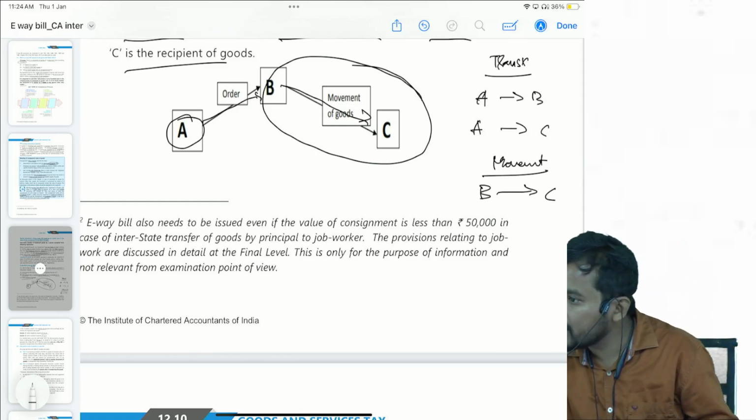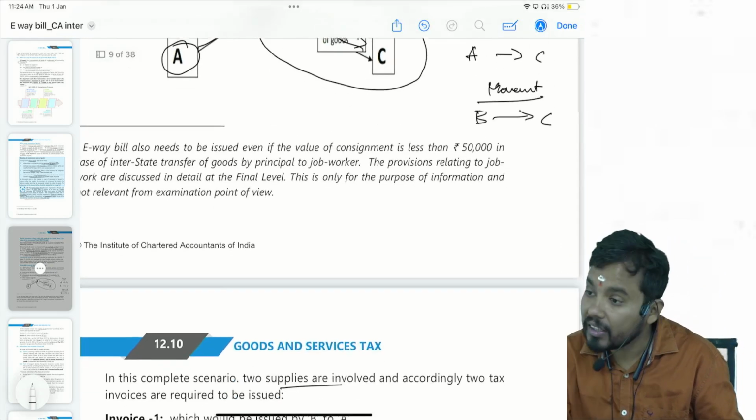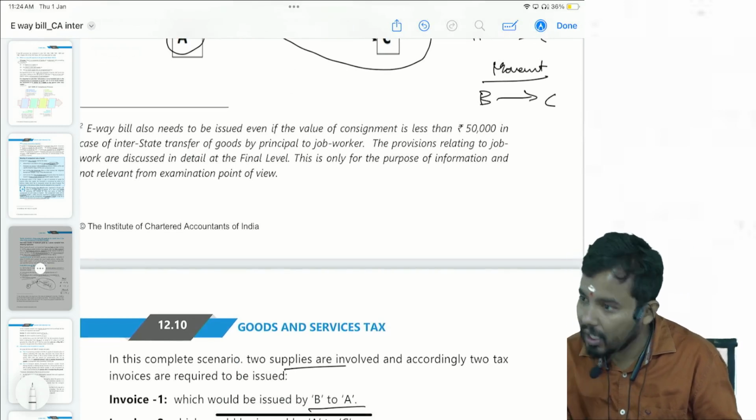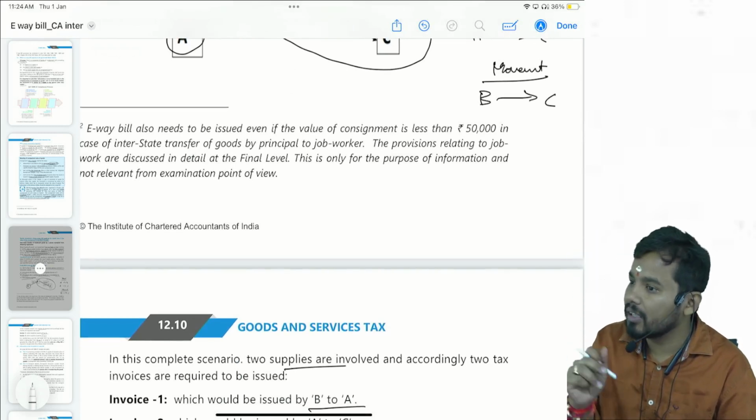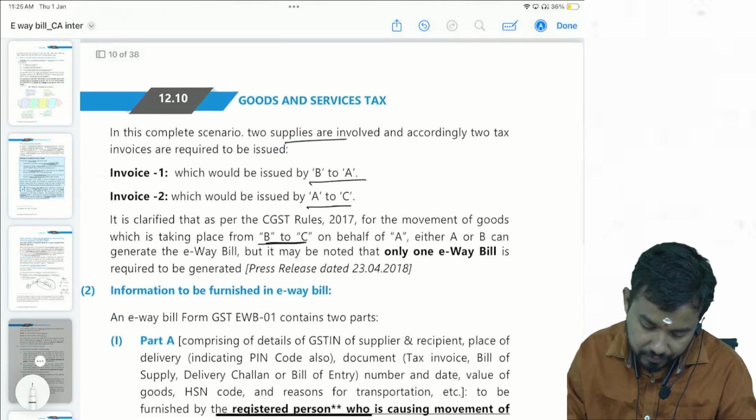Now here the movement is being caused. For that, is an E-way bill required or not? So who has to generate the E-way bill? That aspect we are discussing.